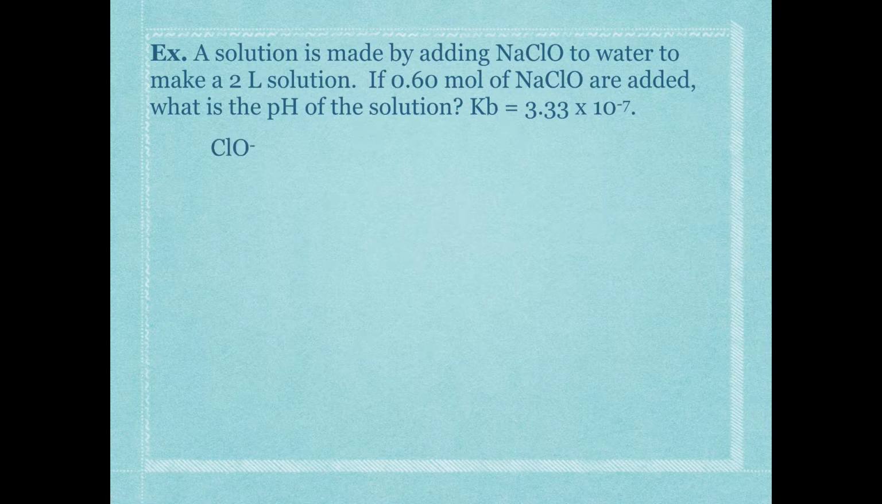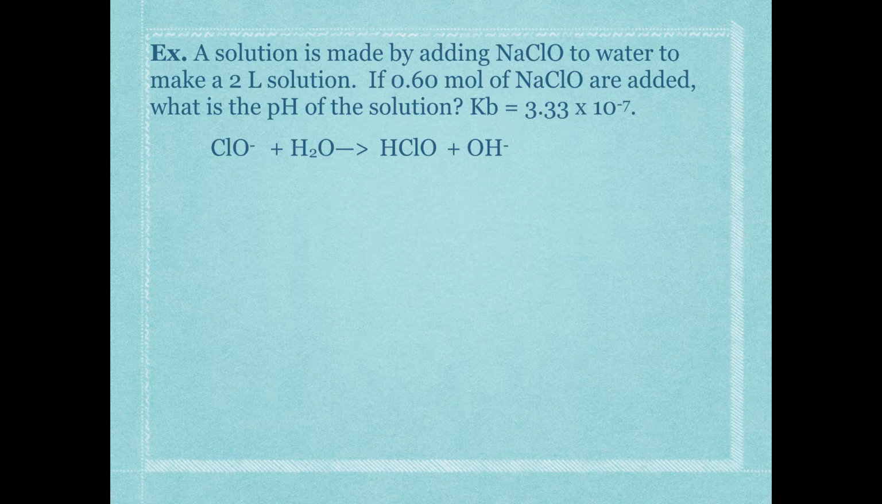So ClO minus is going to react with water. Let's write out our reaction. Since it's a base, it's going to accept a hydrogen, so it would become HClO plus hydroxide. All right? So if you're looking at this now, this is the exact same problem as any base dissociation reaction we've done. It asks me to determine the pH.